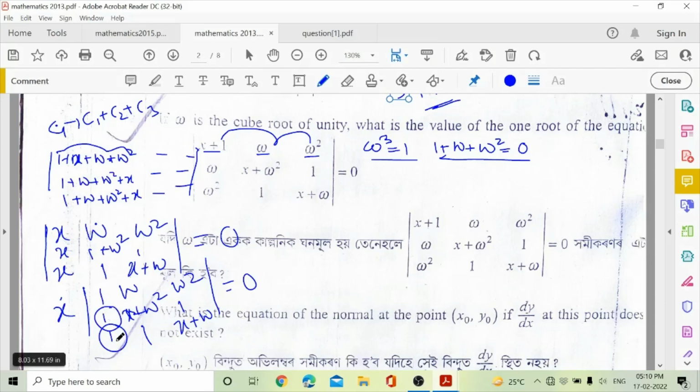That means you have to make these two elements equal to 0. How can you make it 0? By applying row 2 minus row 1, row 3 minus row 1. So these two elements will become 0, and you have to then expand with respect to this element, and you'll have the answer, correct. I hope you have got my point, correct.